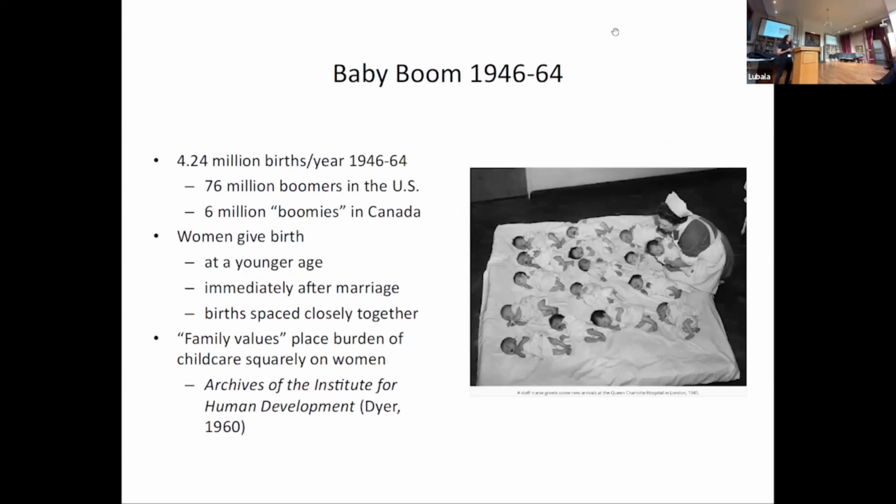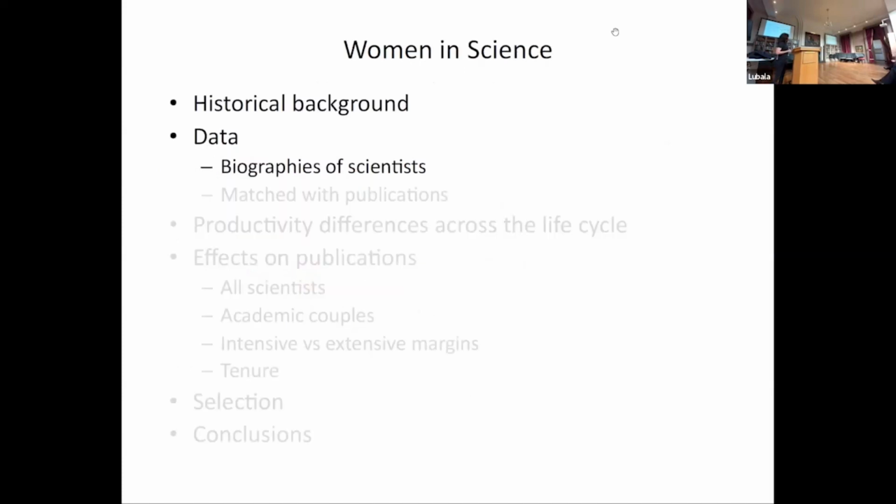This is the baby boom. It was mostly an American phenomenon, and Europeans did not have quite as many kids, but there are lots of kids, basically. And I'll tell you a little bit more about the data.